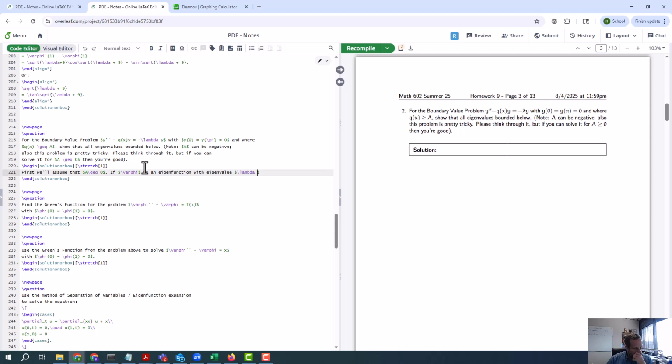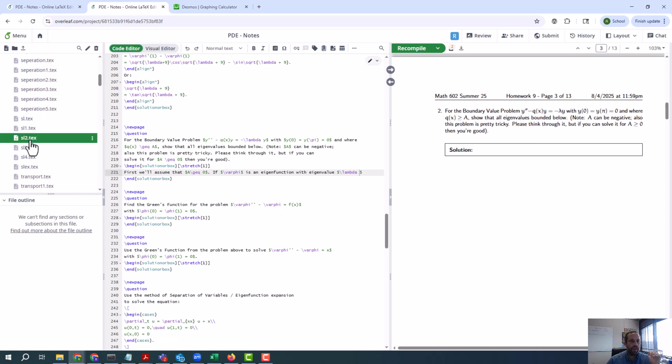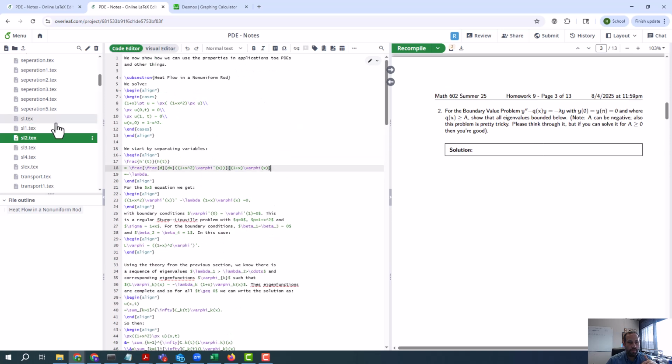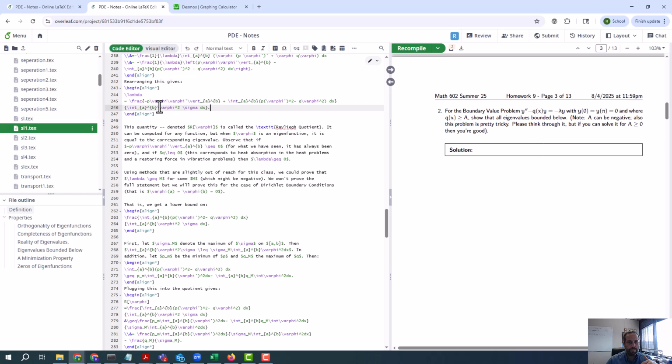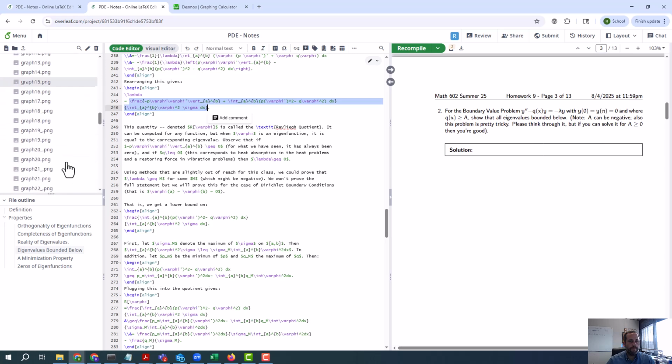I think I'm going to go straight to the Rayleigh quotient, instead of re-deriving it each time and dealing with the various cases, like if lambda is equal to 0 or not equal to 0. Let me find it. This is the Rayleigh quotient, and we want to show the Rayleigh quotient is bounded below.